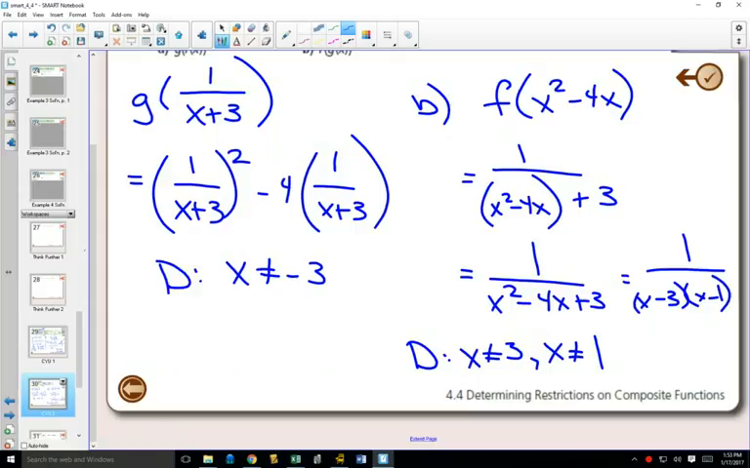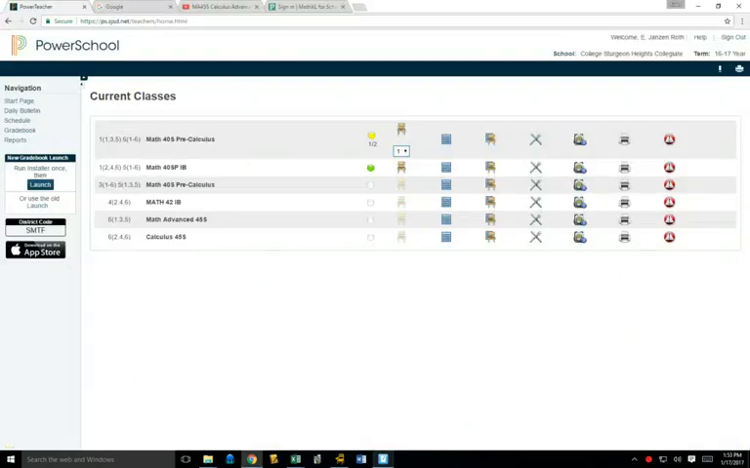Now, the question I want to do for this one is 6D, and I'd like to do it together. So let's open up our exercises and turn.